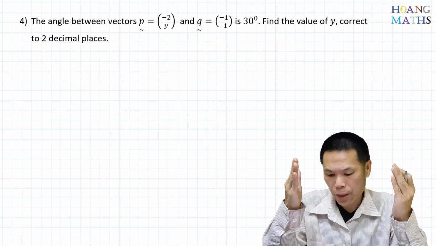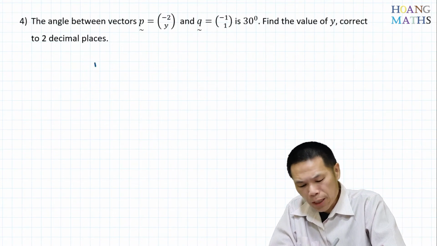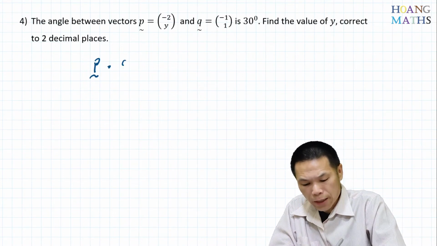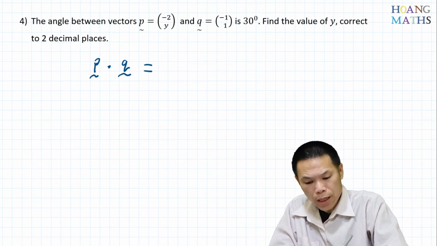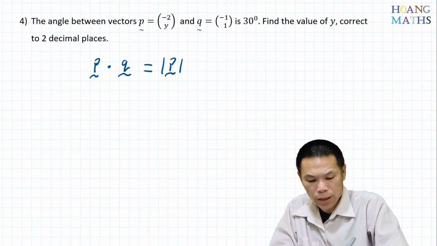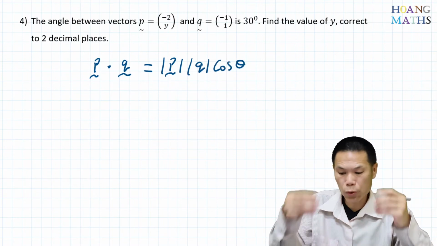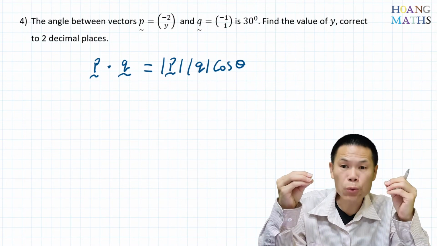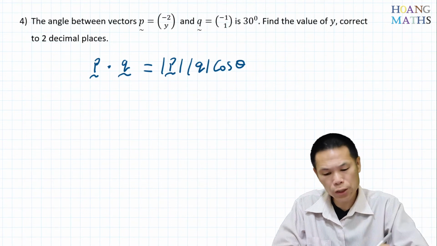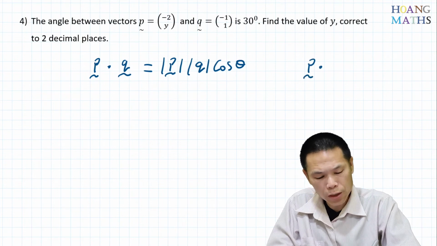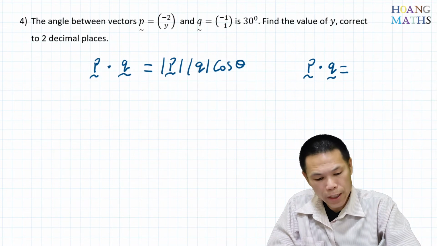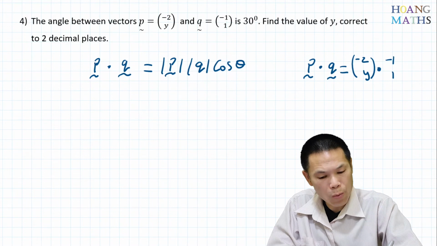Last one. So we know that vector p dot vector q will give me the magnitude of p times the magnitude of q and cos of the angle in between. So we just need to work out p dot q first. So vector p dot vector q is equal to negative 2, y, dot negative 1, 1.